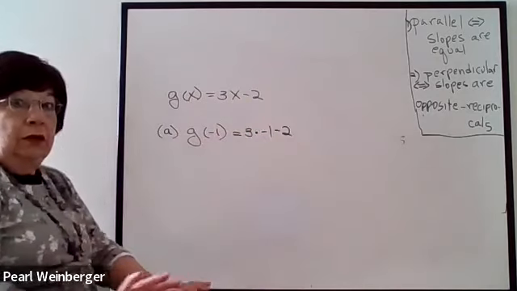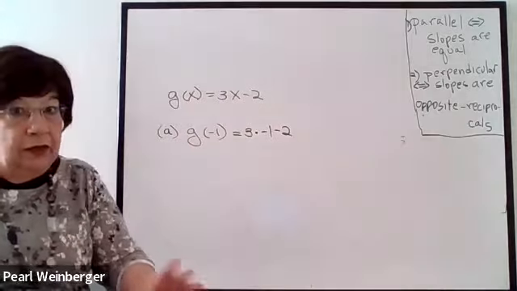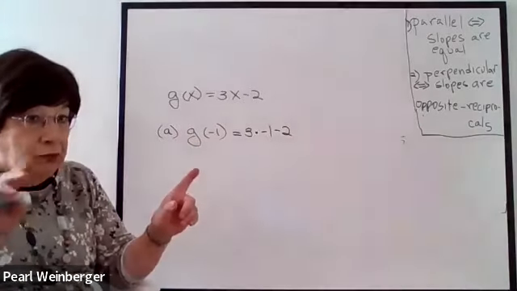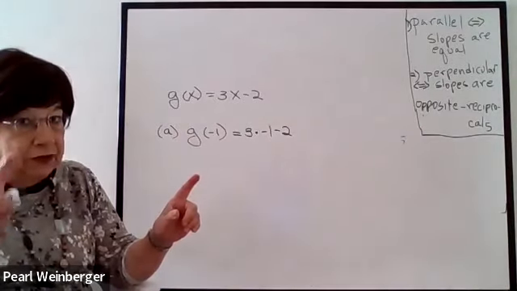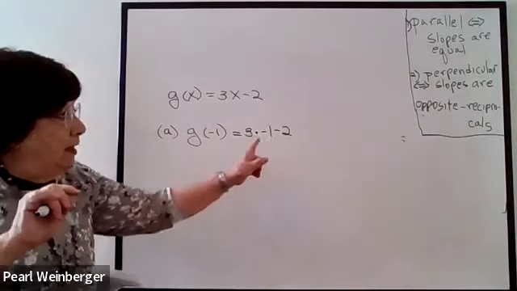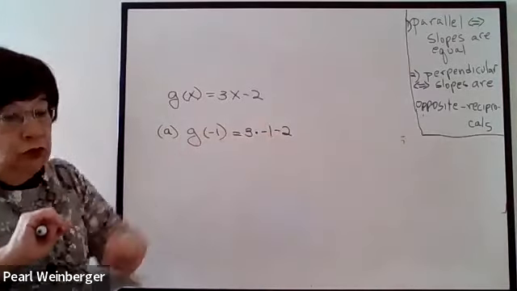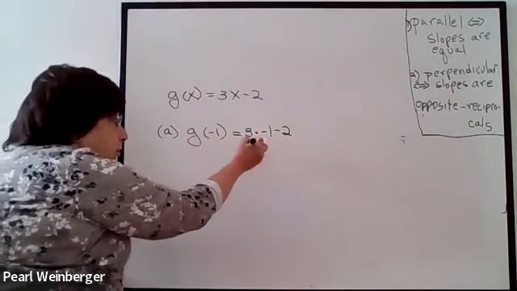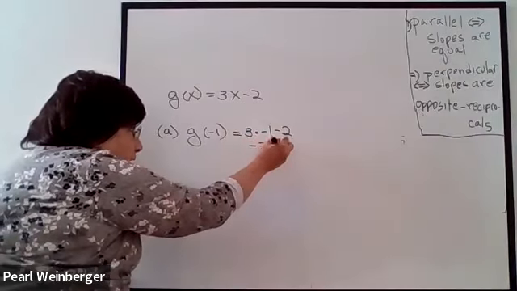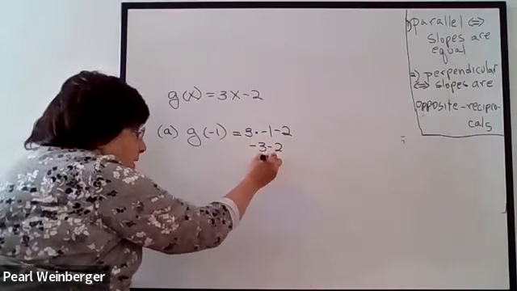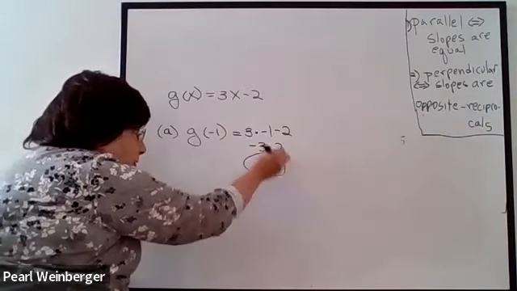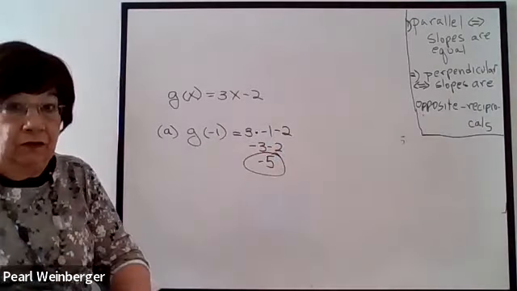Again, if you want, you could just stick this right into your calculator. 3 times, remember, negative 1 means you have to press that negative button. Minus, subtract 2. And 3 times negative 1, of course, is negative 3. And negative 3 minus 2 gives me negative 5. Your final answer is negative 5.